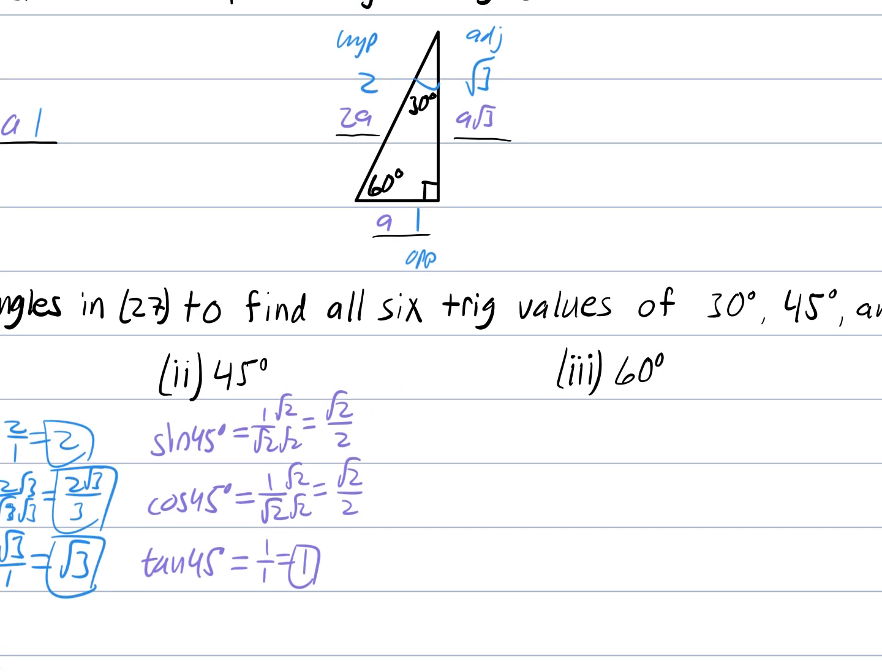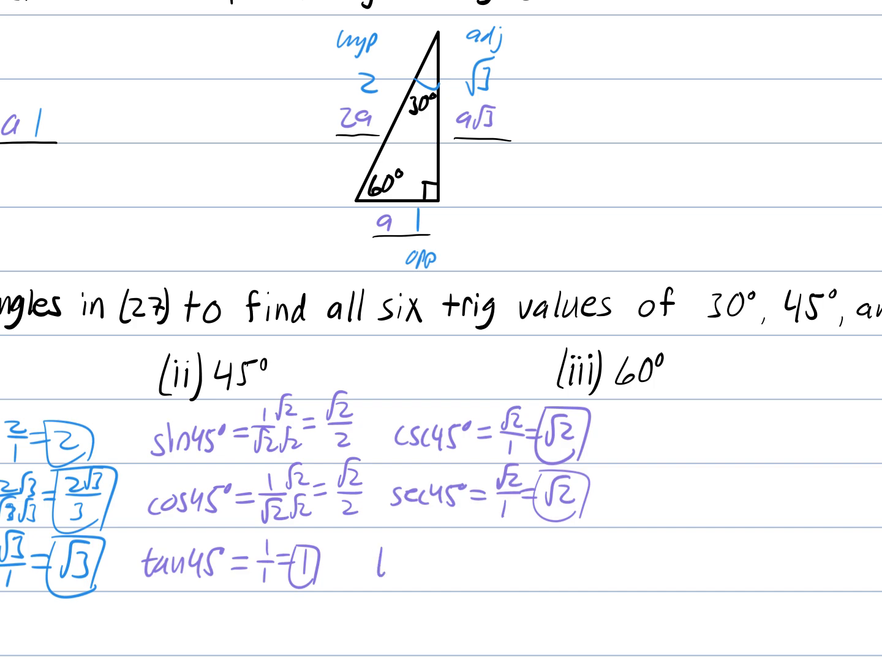All right, and then for these, I want to take the reciprocal to find cosecant, secant, and cotangent. So cosecant of 45, I'm going to take the reciprocal of 1 over square root of 2, and that's square root of 2 over 1, which is the square root of 2. For secant, take the reciprocal of 1 over square root of 2, and you get the exact same thing.